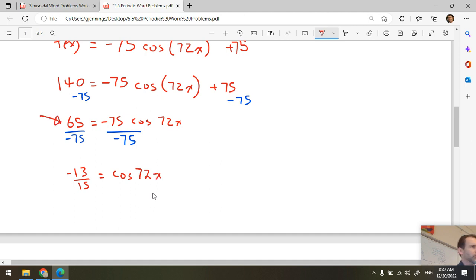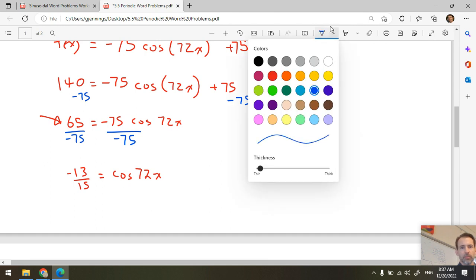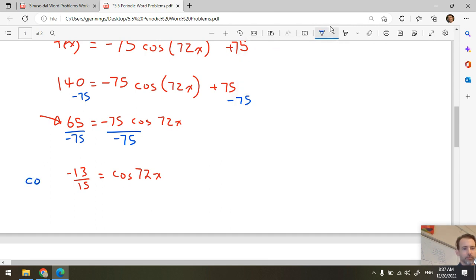Are people all right with me reducing that? You can see that reduces, you take out your factor 5, like it's instinct now. Good. And then now you take the inverse cosine of both sides. That's your inverse operation here. So cos inverse of this should be equal to 72 times x. So let's go ahead and find that.